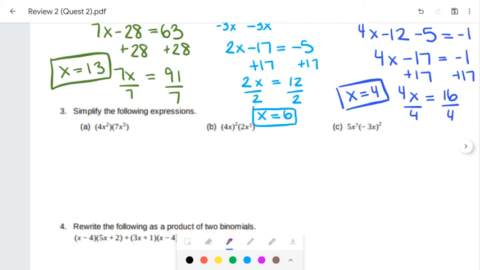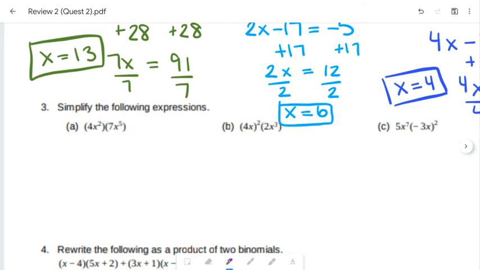tomorrow's quiz. Okay. When we simplify these expressions, remember, we're multiplying these two things. So it's finding the product. So 4 times 7 is 28. X to the second times x to the fifth means we add the exponents. So we get x to the 7th.